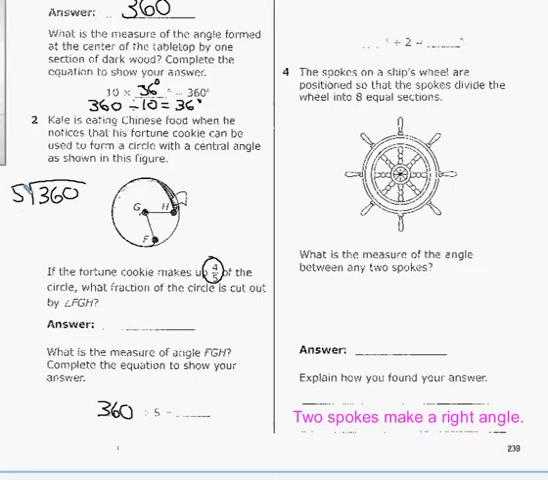5 goes into 36 7 times, because 7 times 5 is 35. When I subtract, that gives me 1. I'll bring down the 0. 5 goes into 10 2 times. 5 times 2 is 10. When I subtract, I get 0. So that's telling me that there's 72 degrees that's cut out of that fortune cookie right there. So angle FGH is 72 degrees.